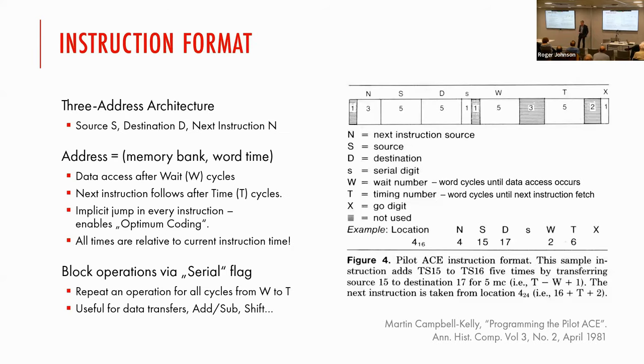Let's look at the instruction format in a bit more detail. Maybe that's the more interesting view here. So this was a three-address architecture. Every instruction had a source and a destination for data, and it also gave the delay line where the next instruction was supposed to come from. It was a shorter field, only 3 bits to encode the next instruction here, because only a subset of the delay lines could be used for that.